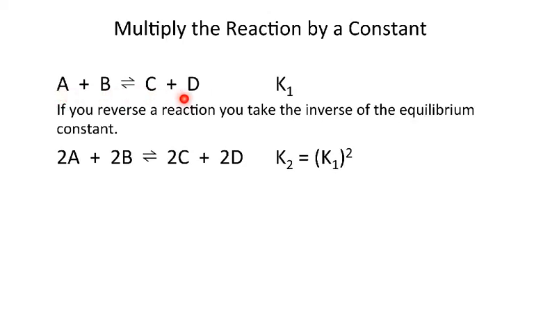If I have a chemical reaction and I multiply it by a constant, then to get the new equilibrium constant, I just take the original equilibrium constant and raise it to the power that I multiplied the equation by. So in this case, I multiplied my original equation by 2, and so I raised the original equilibrium constant to the second power.